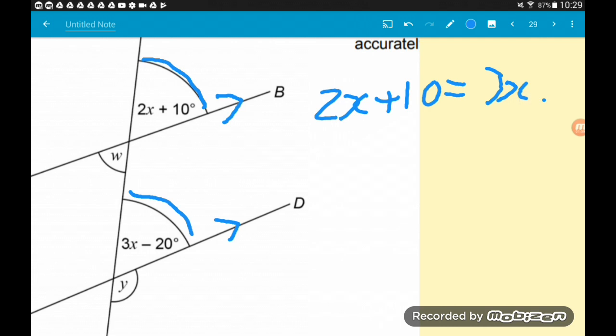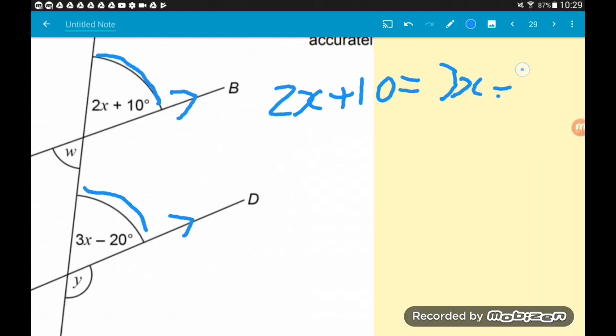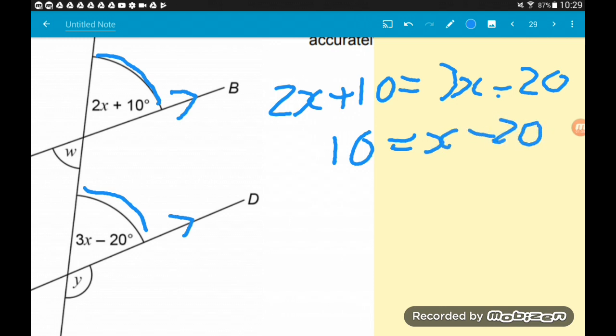3x minus 20. So all of a sudden we've got ourselves an equation in terms of x that we now need to solve. So if we take away the 2x, first of all, we're left with 10 equals x minus 20, and then if we add 20, we get 30 is equal to x, or x is equal to 30.